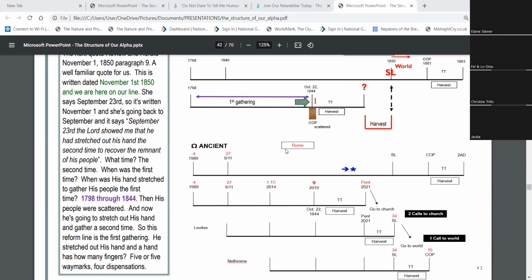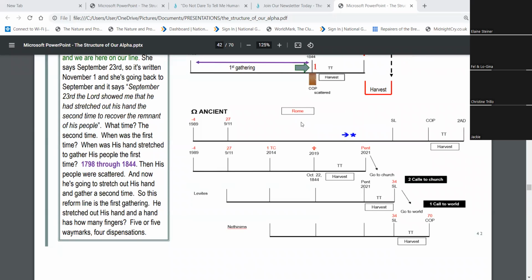And what time was the second time? When was the first time? When was his hand stretched to gather his people the first time? It was the 1798 through the 1844 time. Then his people were scattered. And now he's going to stretch out his hand and gather a second time. So this reform line is the first gathering. He stretched out his hand, and a hand has how many fingers? 5 way marks and 4 dispensations.